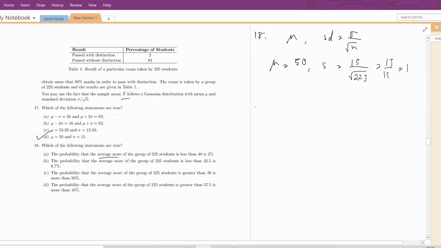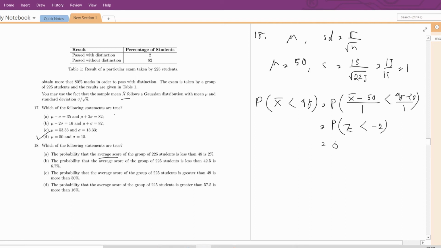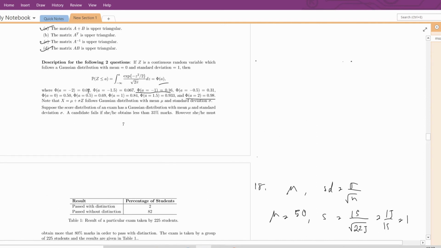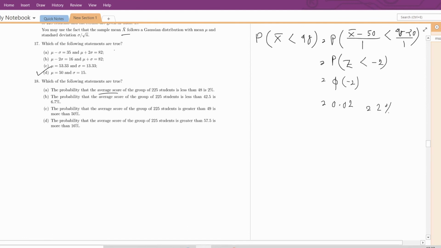So option A is the probability that the average score, suppose we are writing average score as x bar, the probability that the average score is less than 48. So it is probability of (x bar minus mu, which is 50) by standard deviation, which here is 1, less than (48 minus 50) by 1, z less than minus 2, which is phi of minus 2. Now phi of minus 2 is given 0.02, which is 2%. So the first option is correct.